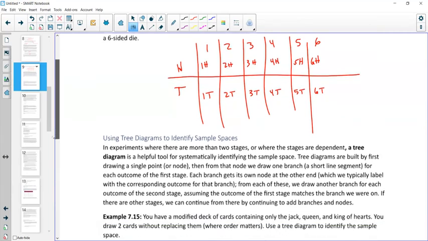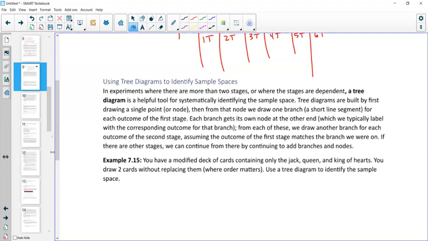Next concept we can use is what's called a tree diagram to identify sample spaces. In experiments where there are more than two stages or where the stages are dependent, a tree diagram is a helpful tool for systematically identifying the sample space. Tree diagrams are built by first drawing a single point or node. Then from that node, we draw one branch, a short line segment, for each outcome of the first stage. Each branch gets its own node at the other end, which we typically label with the corresponding outcome from that branch. From each of these, we draw another branch for each outcome of the second stage, assuming the outcome of the first stage matches the branch we are on. We can continue from there by continuing to add branches and nodes.